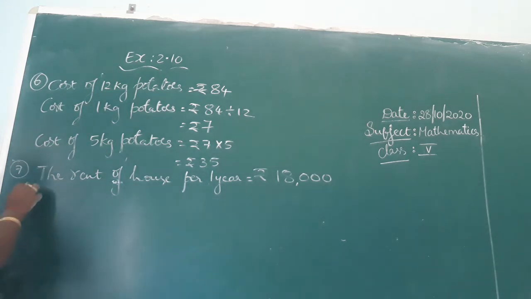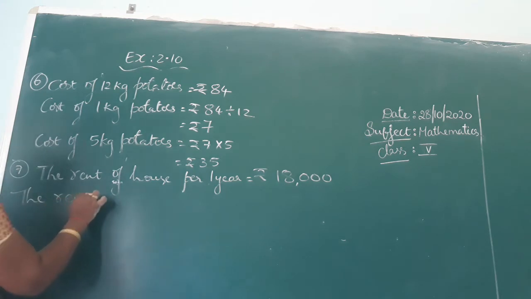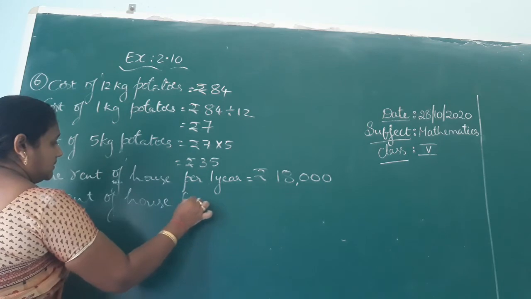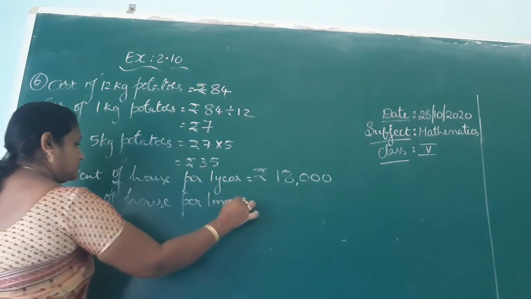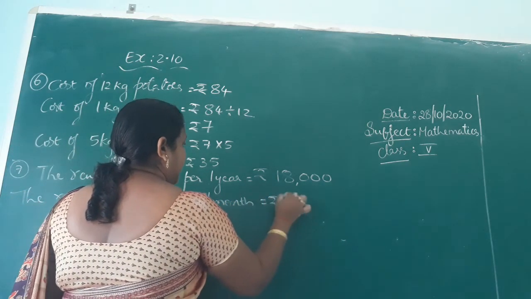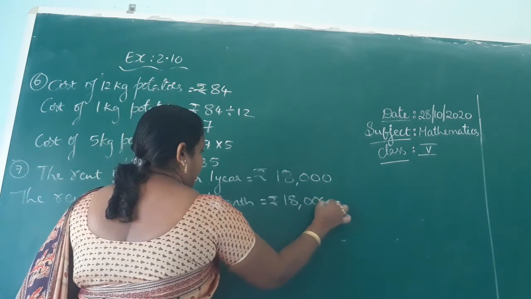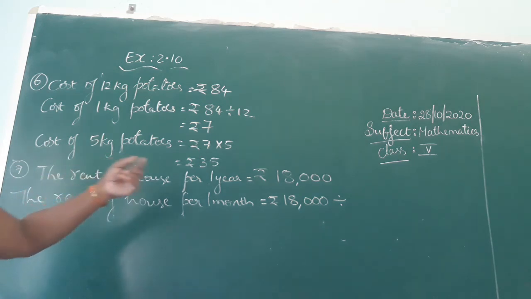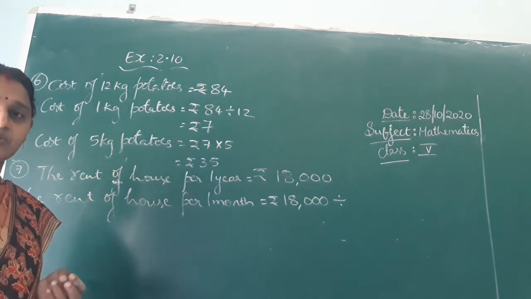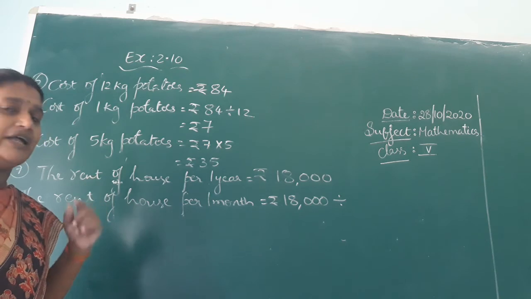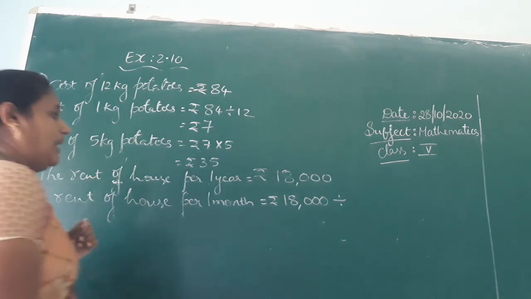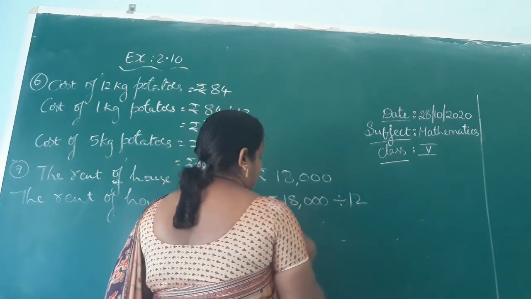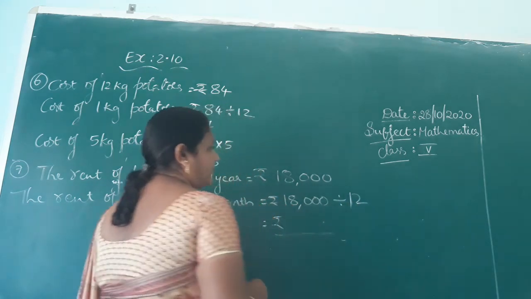The rent of the house for 1 month: 18,000 divided by what number do we have to divide? Here the 1 year amount was given. 1 year means 12 months. You have to find out for 1 month, so divide with 12, and the answer you get is that amount.